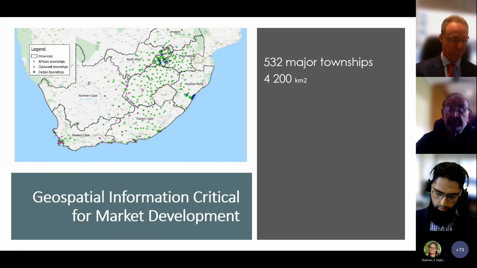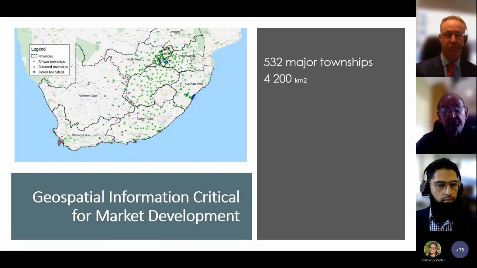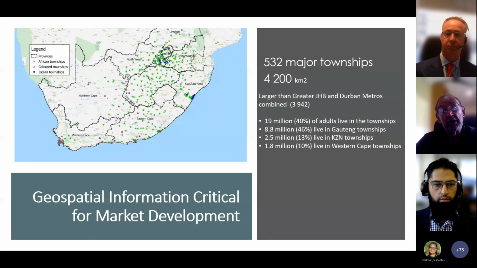We have mapped over 532 major townships across South Africa, and these townships make up a total area of about 4,200 square kilometers. Just to give you some perspective, that is greater than the Joburg and Durban metropolitans combined, which are just on 3,900 square kilometers. Some 19 million adults live in the townships, which is about 40% of our adult population.